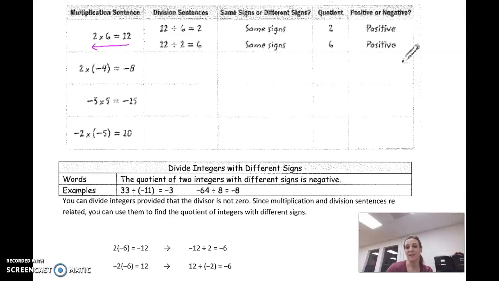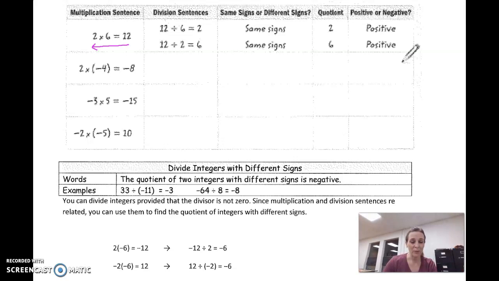They have the same signs. Quotient. The quotient is the answer to a division problem. So when you see quotient, that's the answer to a division problem, which is positive. But we could also switch these around. So we could say 12 divided by 2 is equal to 6. Again, they have the same sign. Our quotient is 6 and it's positive. So let's do that with the rest of these here.